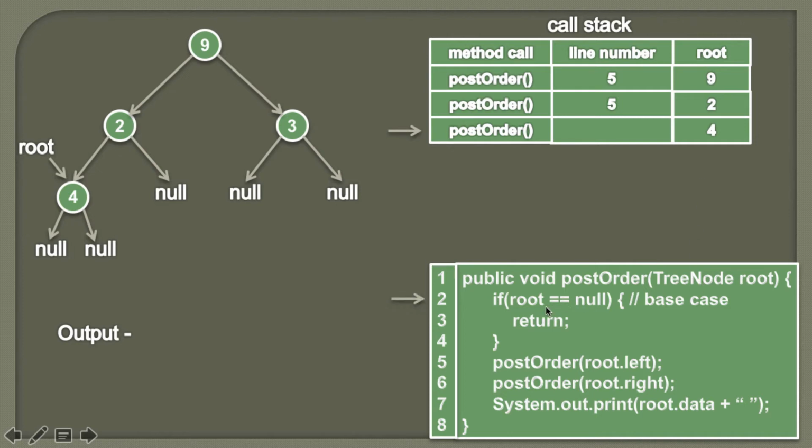In the first step we will check whether root is equal to null or not. Currently root is pointing to the node 4, therefore it's not null. So the condition in if block comes out to be false. And then on line number 5 we are again calling post order method with the value root.left. So friends, in order to process the node 4, we have to first visit its left subtree completely, then its right subtree completely, and then only we can visit the node 4. Therefore we are again calling the post order method, passing root.left.